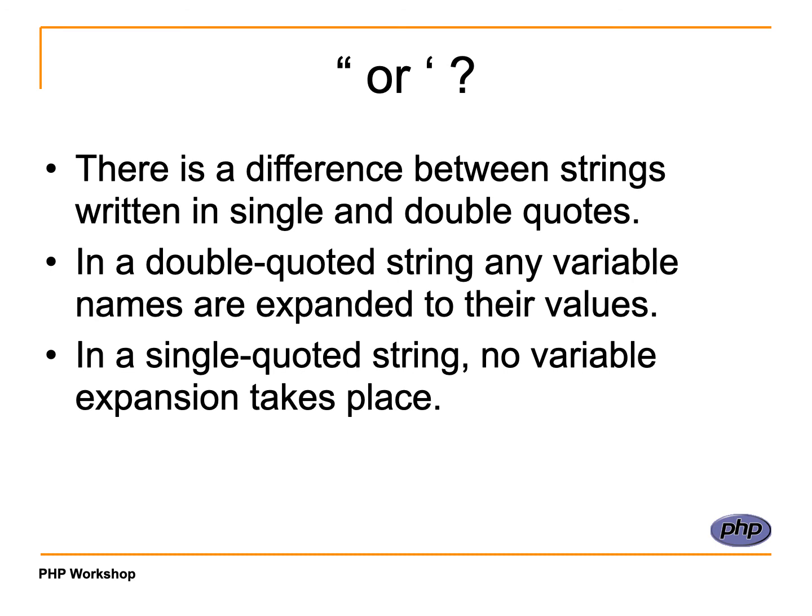So single quote or double quote. There is a difference between strings written in single and double quotes. In a double quoted string, any variable names are expanded to their values. In a single quoted string, no variable expansion takes place. So that is the difference between strings written in single quotes and double quotes. Suppose you are enclosing a string in single quotes, that cannot be expanded. In double quotes, variable expansion can be performed. So that is the difference between enclosing values or string variables in single quotes and double quotes. Thank you.